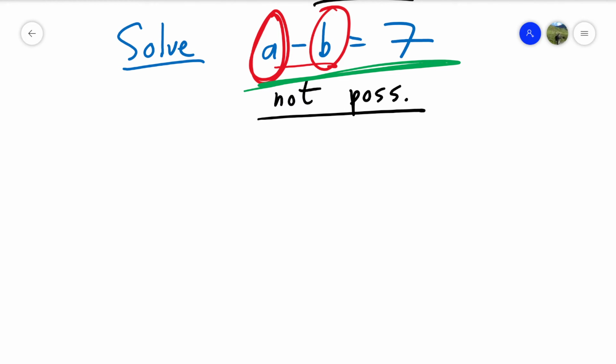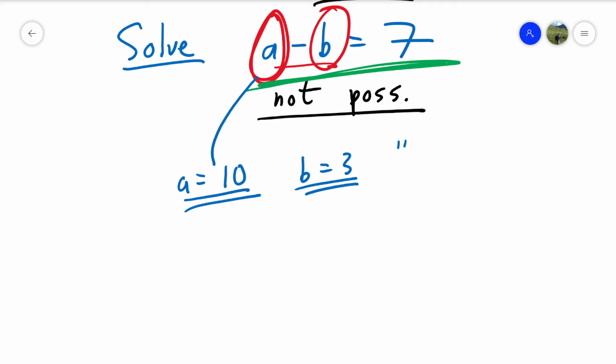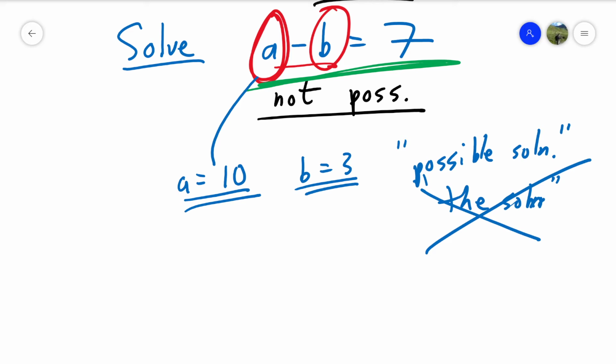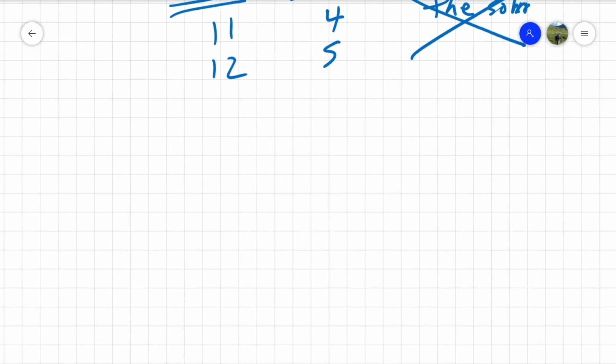Just one last thing: you might have said, oh, but I said that a equals 10 and b equals 3. Well, the thing is, that is a possible solution. I'll write "soln" to save time. But it's not the solution. It could be that a is 11 and b is 4, or 12 and 5. So basically, you can't solve it. You can't know what the actual answer is.